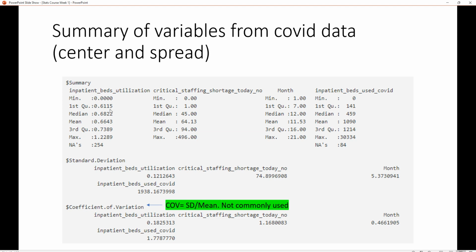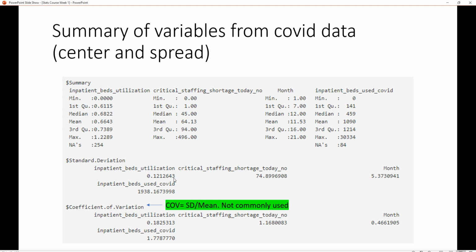So on the first column, we have the average for inpatient bed utilization. We have our 5-number summary. It's common to report these. You may only use one or two of these values in our daily work, but this gives you an idea about the range, and we also have something about the center, the median and the mean. And we have different variables with the same values.